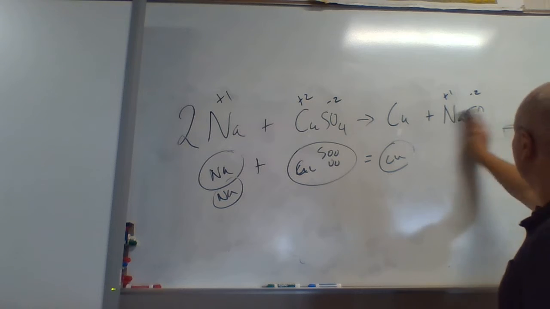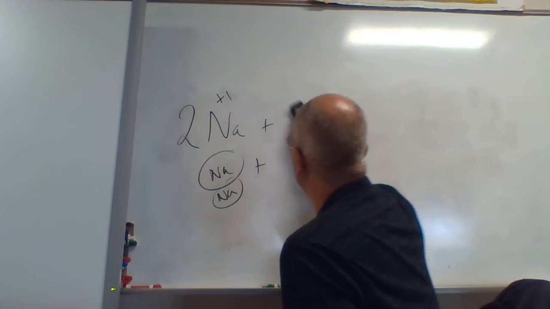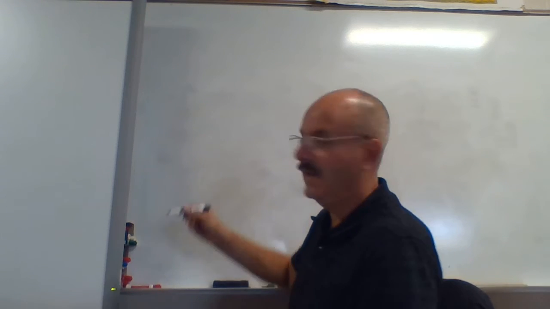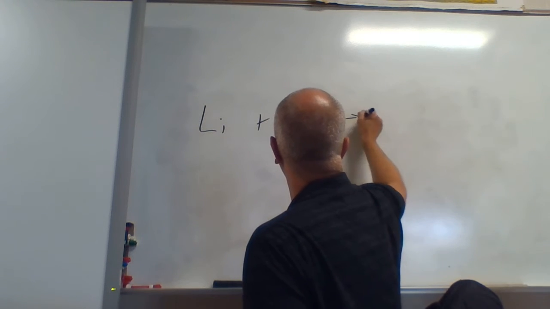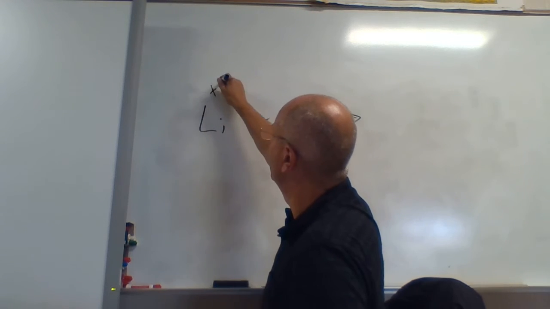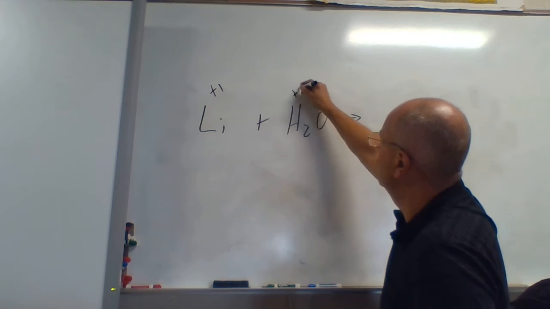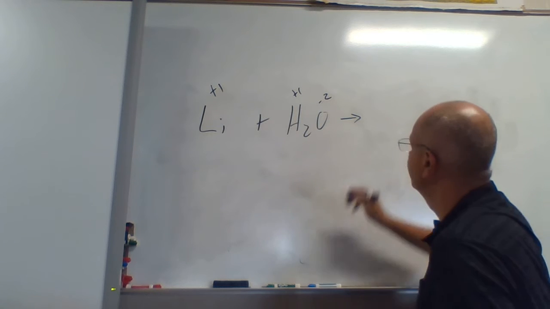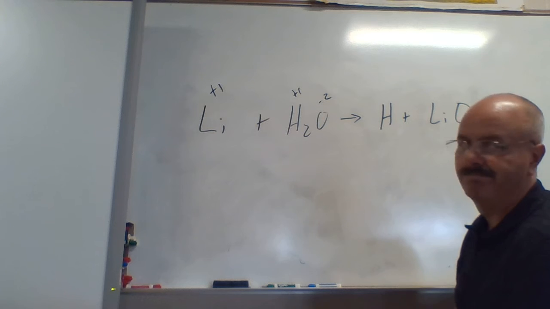All right, next one. Next one, we got Li plus H2O. All right, so we look at that guy that's all by himself and go, what charge would he have? Well, he would be a +1. So we're looking for the positive in here. Well, H would be a +1, O would be a -2. So the Li is going to kick off the H. So we're going to end up with H all by itself plus Li and O together.